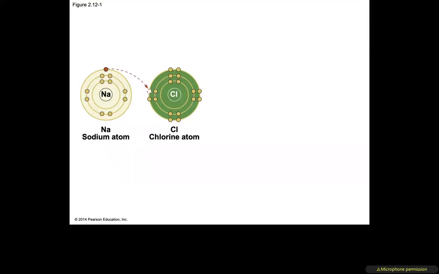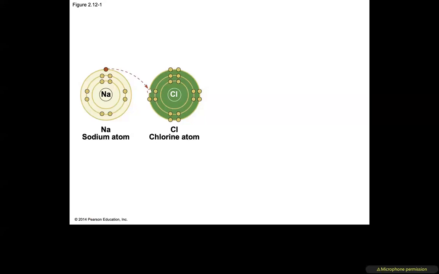So here is a perfect example. What we're looking at is sodium and chloride. Sodium, if you recall, looking at your periodic table, is going to have 11 protons in its nucleus. And your chloride is going to have 17 protons in its nucleus.